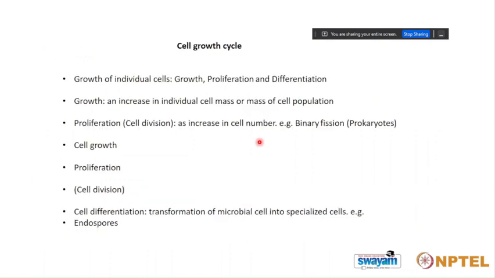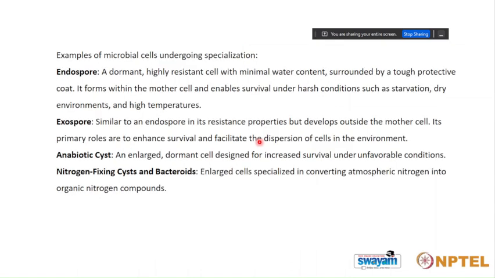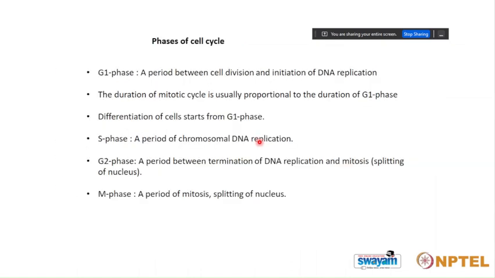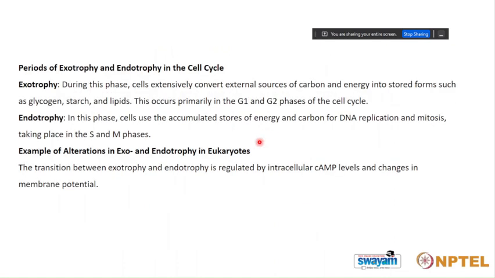Then we went into the cell growth cycle, and we learned about the phases of the cell cycle and the mode of nutrition happening during the cell cycle, that is exotrophic nutrition and endotrophic nutrition, and how the transition between these nutrition types happens.